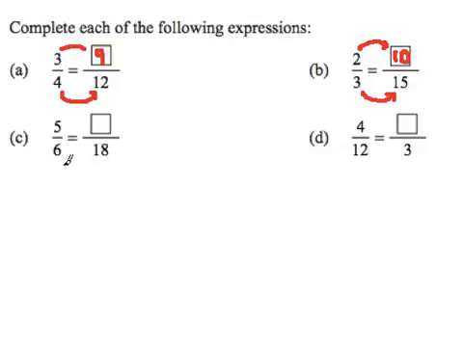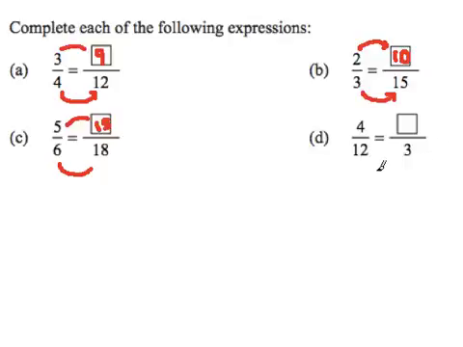The third one, same sort of thing. What's happened with the 6 to get to the 18 is just times by 3. So we can do the same with the top. If we times the 5 by 3, we get 15. And therefore these fractions will be equivalent.